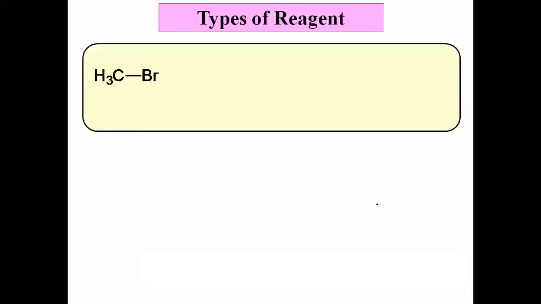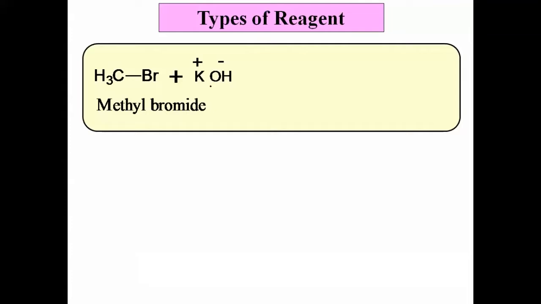Now let us see next, again a very important concept related to the reaction mechanism. What is meant by reagent and types of reagent. Okay, first we will see what the reagent is. Let us see a very simple example of an organic reaction. Yes, this is methyl bromide. Suppose that methyl bromide is treated with potassium hydroxide, KOH. Actually, this is an ionic compound, potassium having a positive charge, OH having a negative charge. Okay, this is potassium hydroxide.